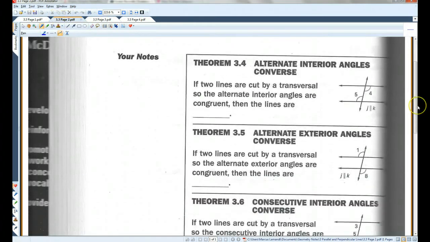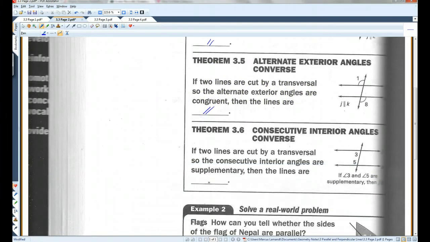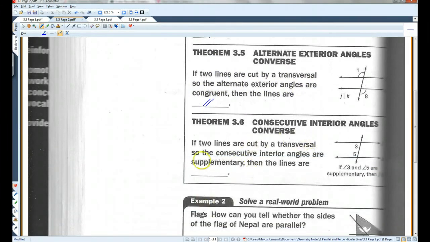Alright. Theorem 3.4, alternate interior angles converse. Pretty much the same thing as the other one. If two lines are cut by a transversal so the alternate interior angles are congruent, then the lines are parallel. Alternate exterior angles converse. If two lines are cut by a transversal so the alternate exterior angles are congruent, then the lines are also parallel. If two lines are cut by a transversal so the consecutive interior angles are supplementary, then the lines are parallel.